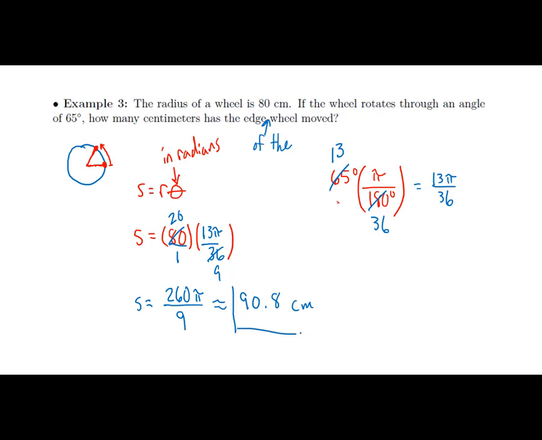Now, before we just walk away from this problem, let's make sure that that actually makes some sense. The radius of the wheel is 80 centimeters, right? So right here. Does it make sense that if you rotate through an angle of 65 degrees, your arc length is actually pretty close to the size of your radius? Well, according to my picture here, that looks pretty accurate. This length doesn't look too far off from this length. So I feel pretty good about my answer here. If there's an error, it's pretty small. So I think I can feel pretty confident in that.